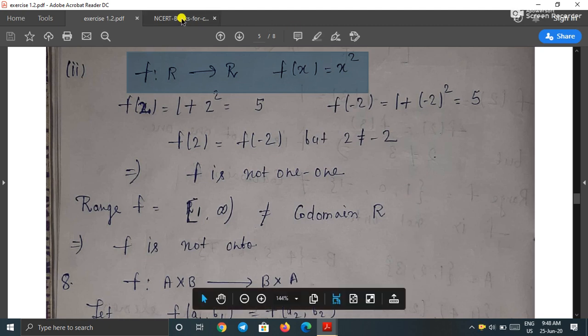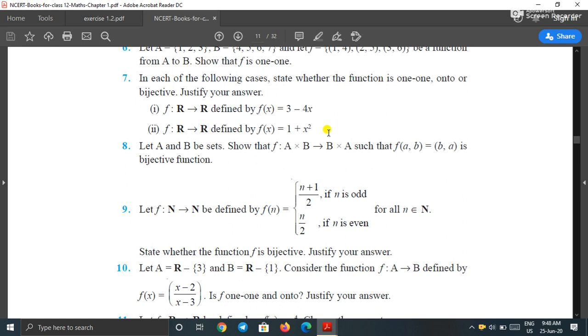Now let us calculate the range of f. Let us see what will be the range of f. In the range of f, x square is also positive.